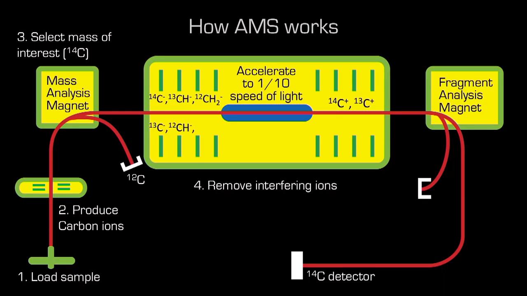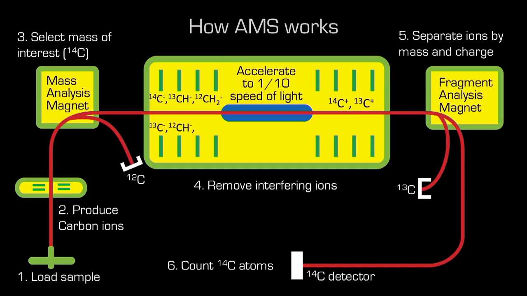So then it goes through another fragment analysis magnet, and that magnet kicks out the C13s, which we're not interested in as much as the C14s. So that last magnet gets rid of the C13s. So all we're left with at the very end is our C14, and it's actually counting each individual C14 atom, and that's what gives us such precision. Instead of taking an average of what your sample is, as most techniques do, this gets exactly every atom counted. So that's why we can get this very nice precision in our measurements.